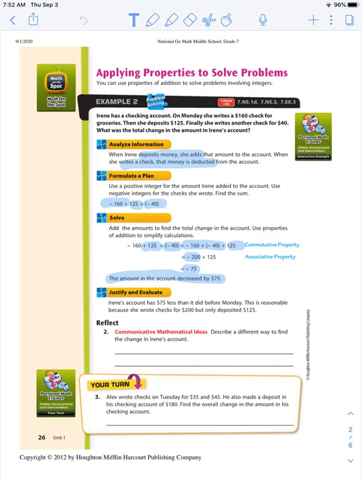All right, we're going to skip down to number 3 now. Alex wrote checks on Tuesday for $35 and $45. He also made a deposit in his checking account of $180. Find the overall change in the amount in his checking account.